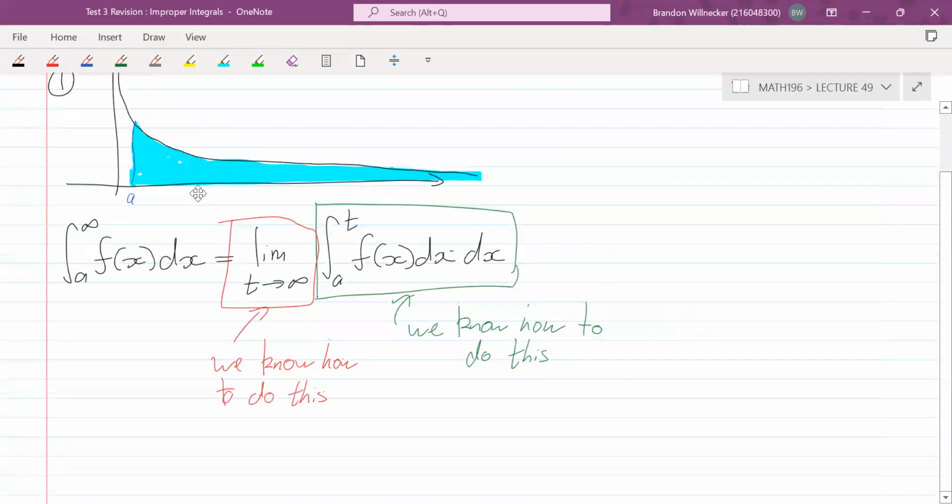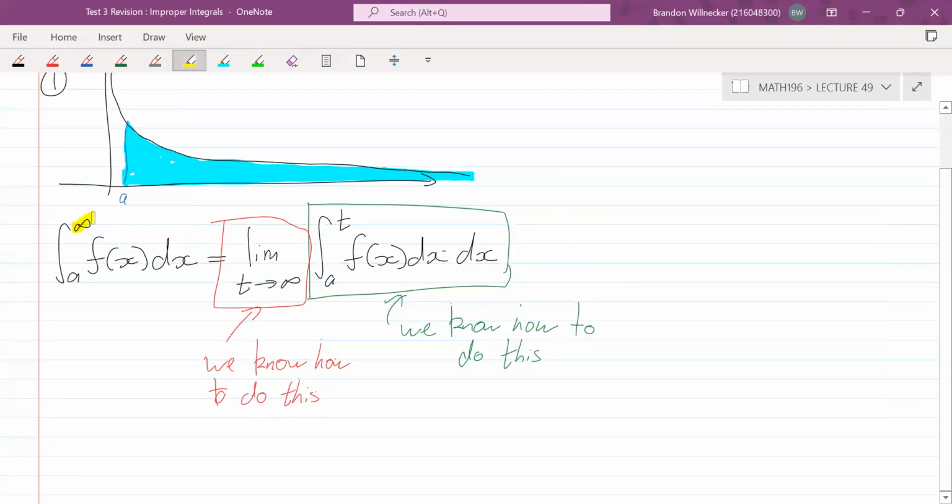We can do that, and then we've got the limit, which we also know how to do. So instead of having the problem of infinity in the upper bound, we replace that with this idea of a limit as t goes to infinity, because then we can handle this.